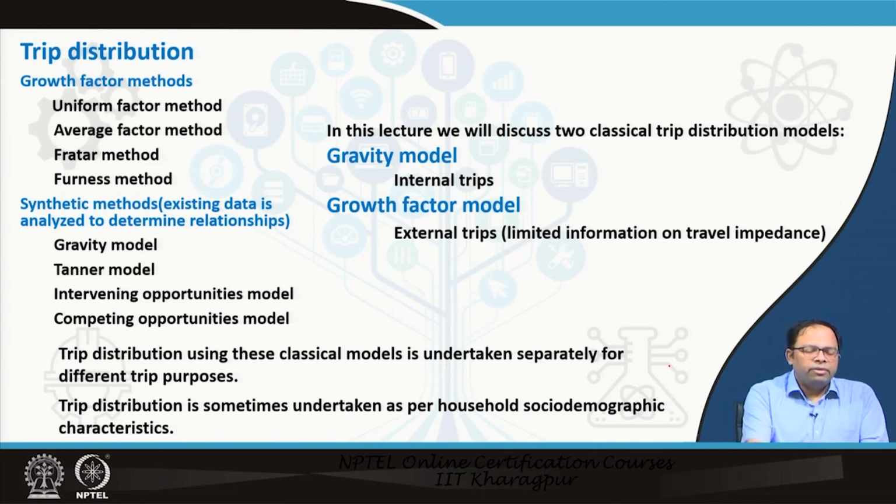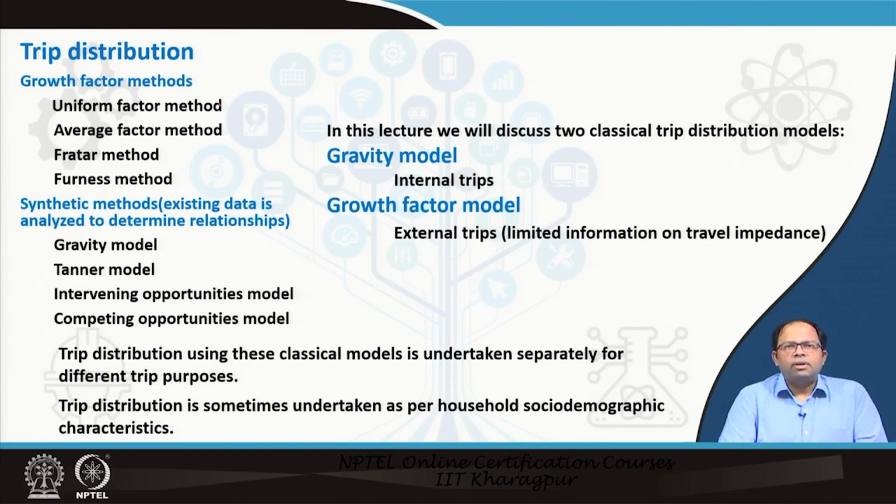For example, within the growth factor method, as you can understand from the term, the existing number of trips traveling between zone I and zone J is multiplied with some form of growth factor, and we get the new number of trips. That is the basic idea behind the growth factor method. There are different growth factor methods like uniform growth factor method, average factor method, Fratar method, Furness method. We will look at some of these growth factor methods.